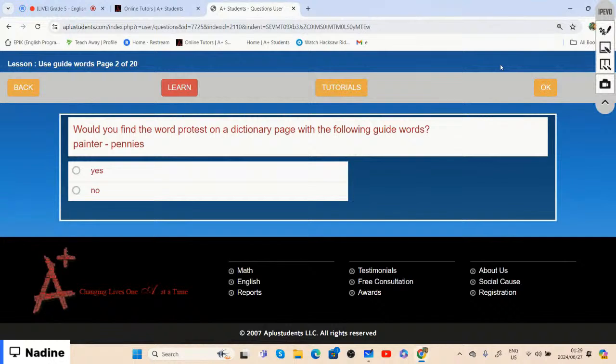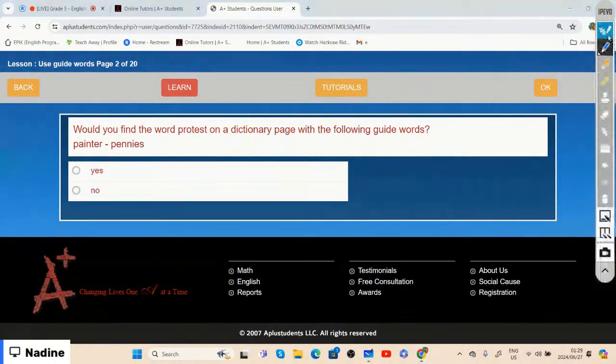All right. They want to know, would you find the word protest on the page with the following words? Painter and pennies. Would we find the word protest between painter and pennies? Look at the second letter.